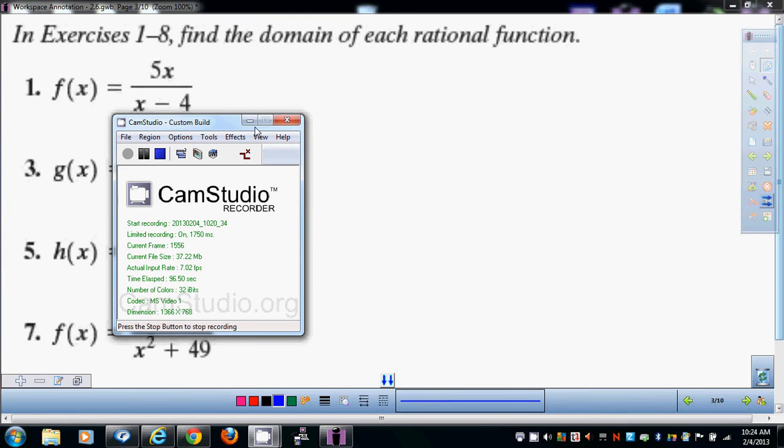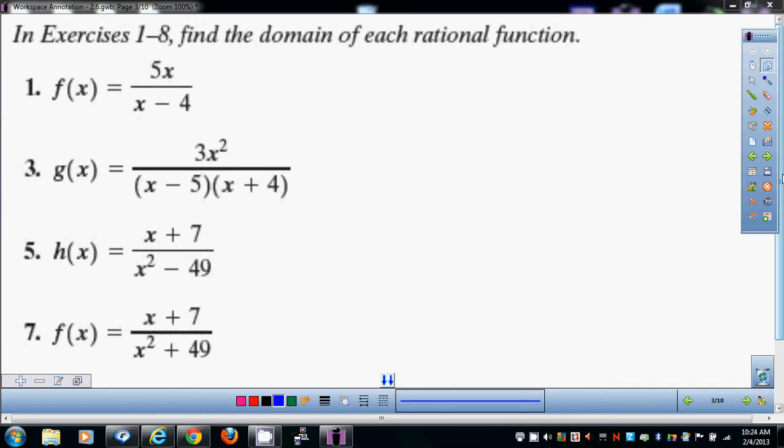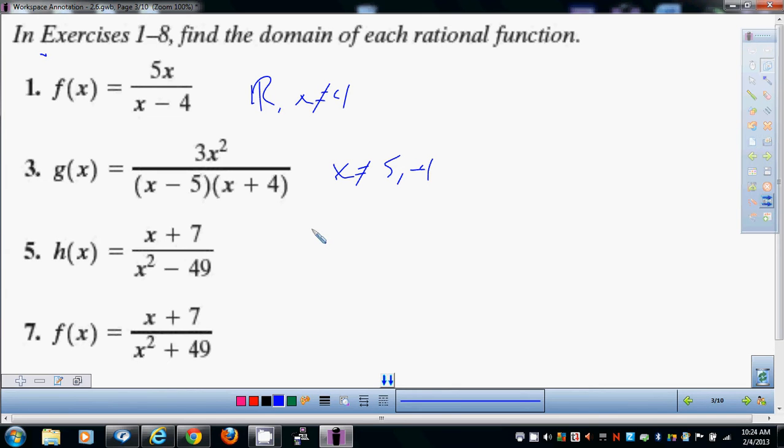No. We have done this before. What is the trick to finding these domain problems? Yeah, find what makes the denominator equal to 0. Number 1, all real numbers except for 4. What about number 3? 5 and negative 4. It's just everything that's going to make the denominator equal to 0. Very good. And the last one doesn't have any. Well, imaginaries don't really count. So all real numbers. Very good.